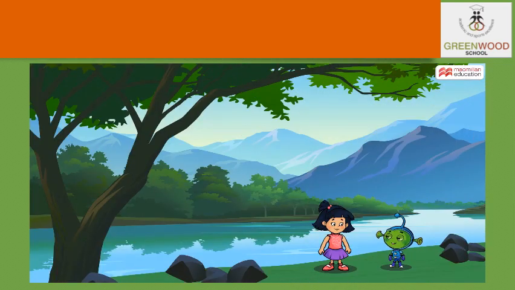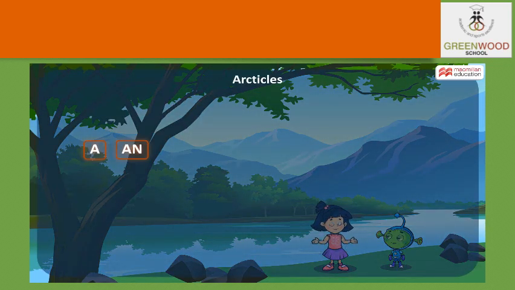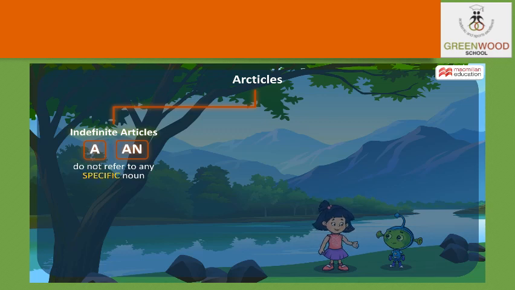And I thought I knew all about a and an. Then let me tell you something more. A and an are called indefinite articles because we use these when we do not wish to refer to any specific naming words. For example, that's a river, and I can see an old tree. I am not talking about any particular river or tree, right? So I say a river and an old tree. So I can say that's a rock.